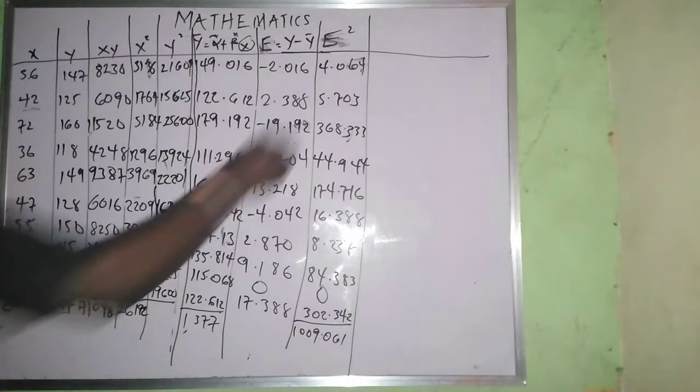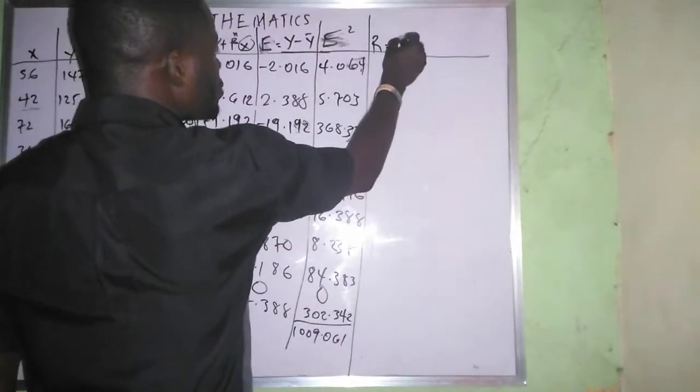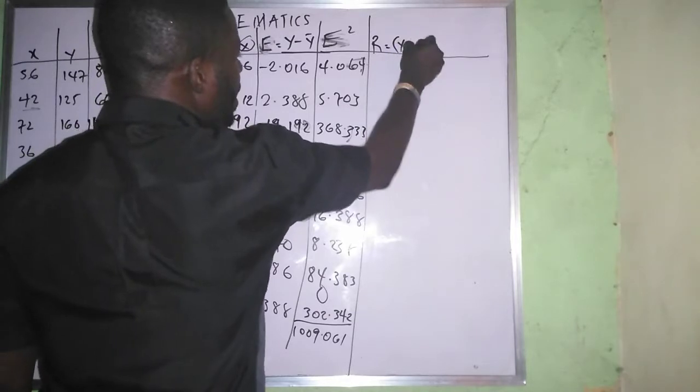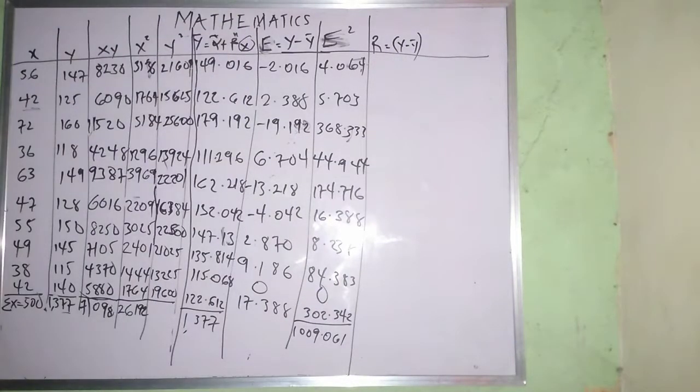Now since I have this, I will now look for my regression. My regression will be equal to the bracket of y minus y bar, all squared, minus y bar. Yes, that is my regression, which is my y minus my y bar.